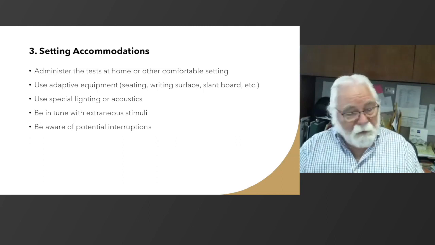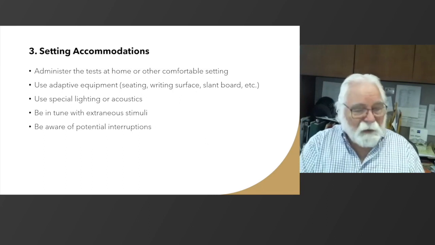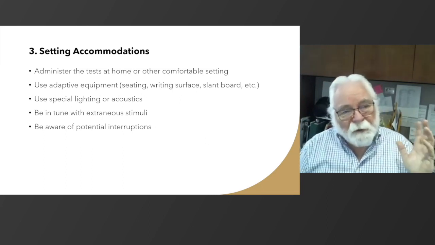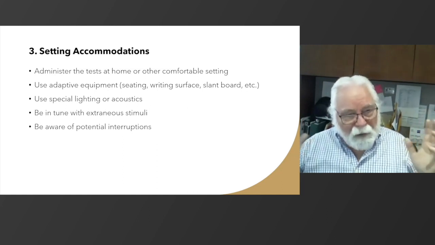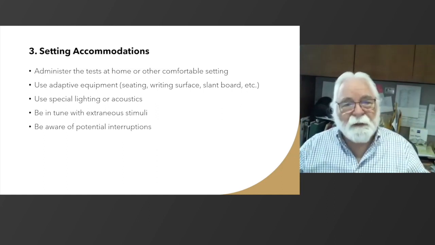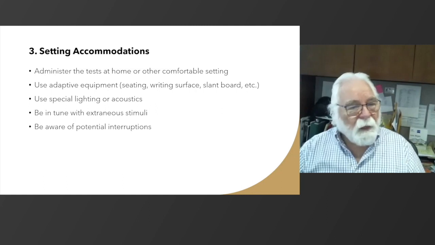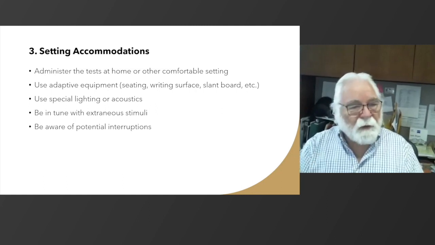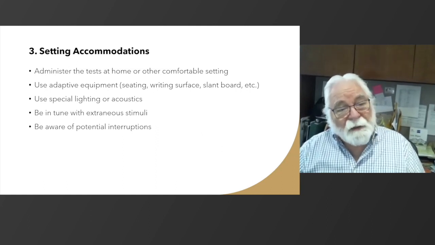You can either have it on your smartphone or on a little CD player, and have the youngsters use headphones that way. They're getting the information in both ears simultaneously, and we're also blocking out extraneous stimuli. That's something to be in tune with: something going on outside that's distracting, whatever. Okay, and being aware of potential interruptions. So those are some of the things we do.